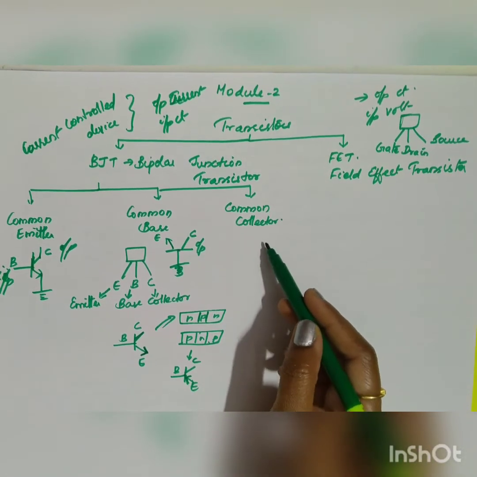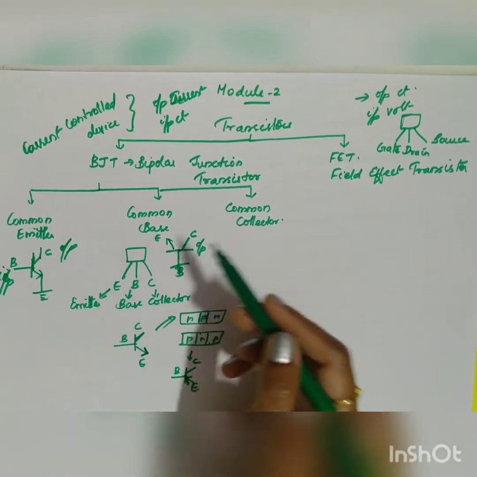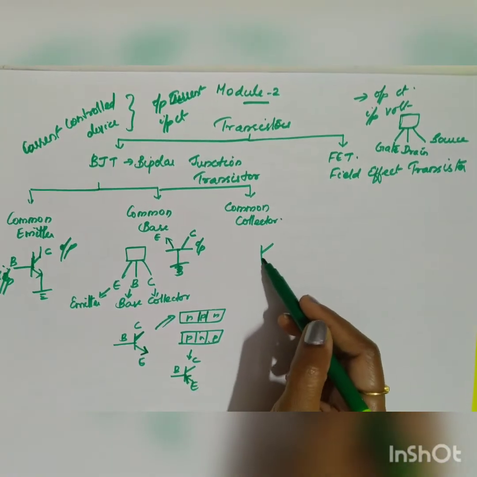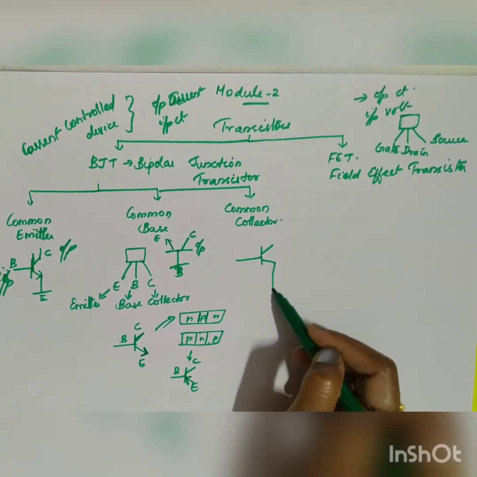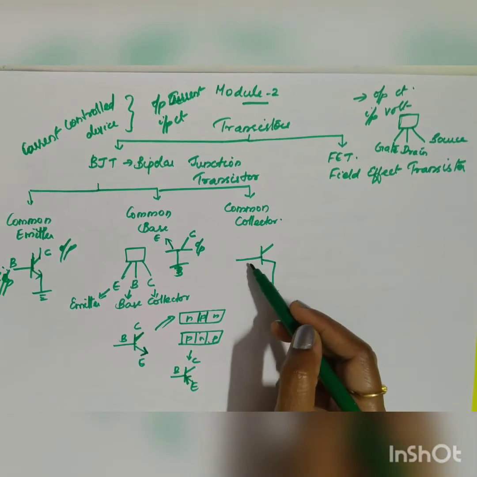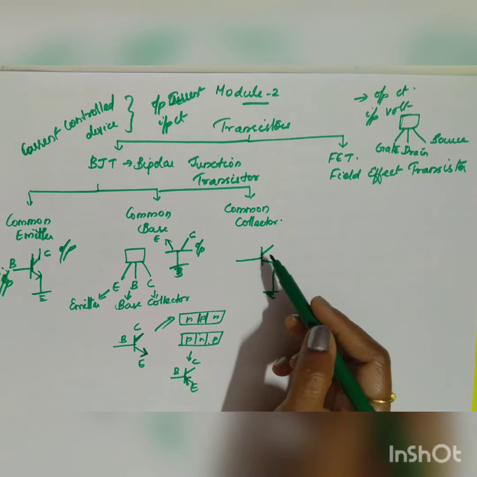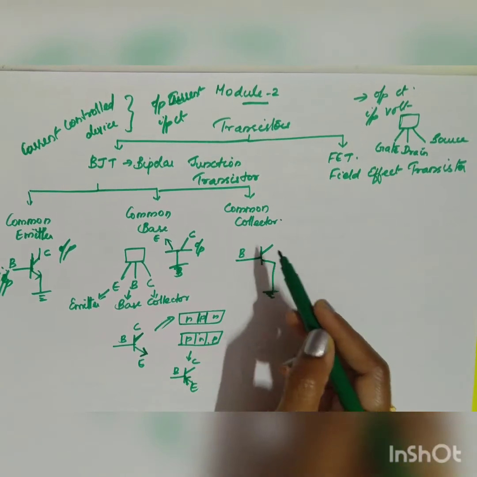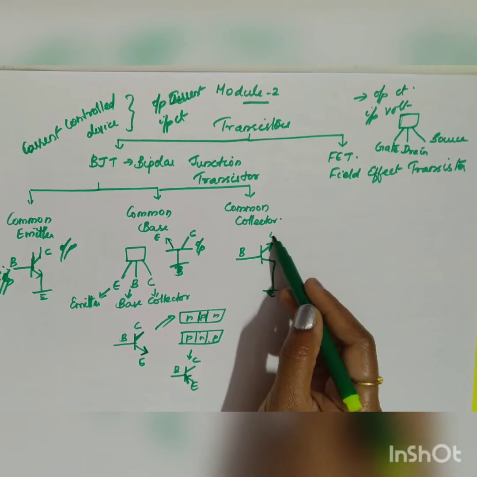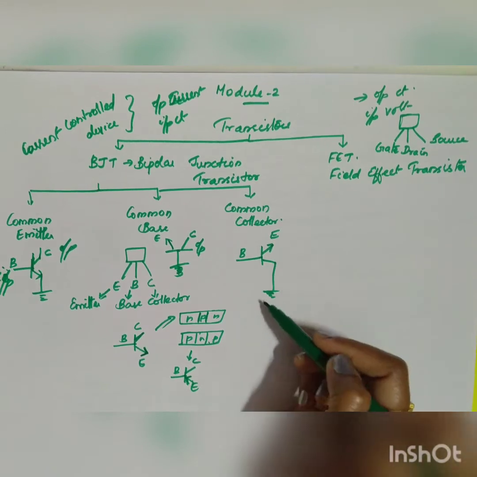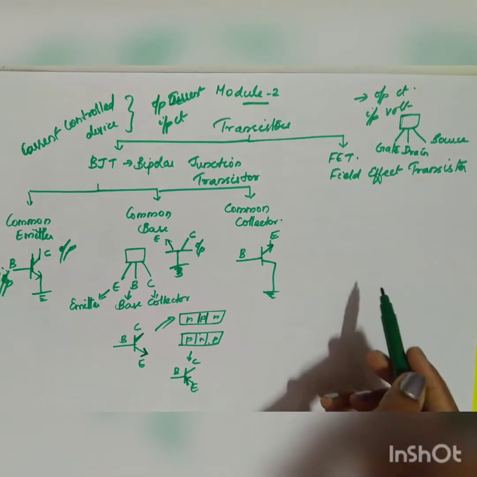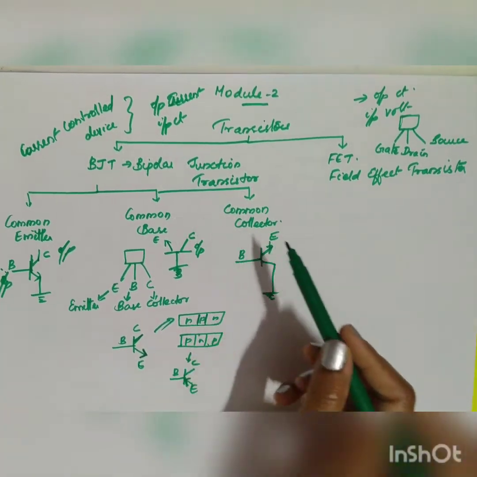Whereas in the case of common collector configuration, it is just opposite to that of your common emitter. The collector is going to be common to both your input and output. In this case, the input is going to be your base and the output is going to be your emitter. So these are the three different configurations of your BJT.